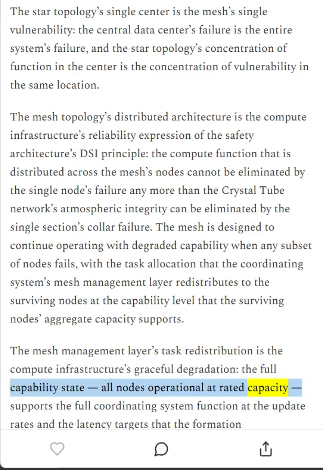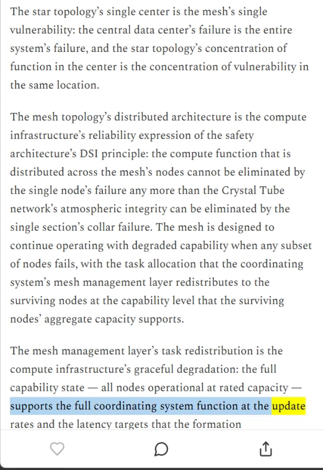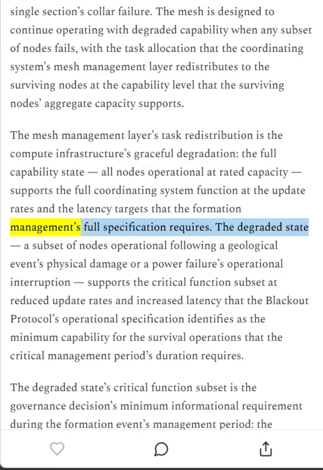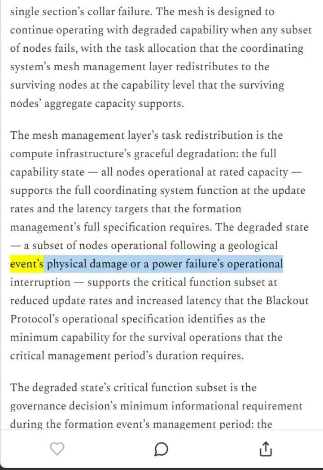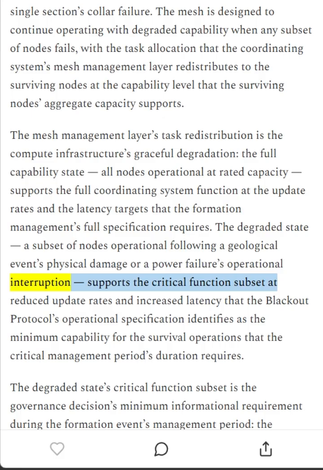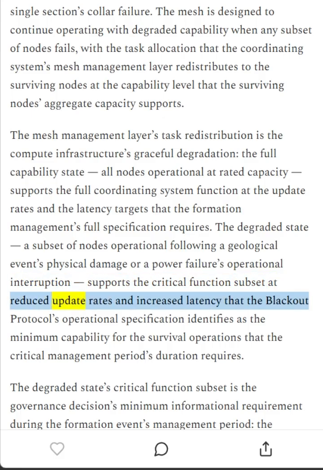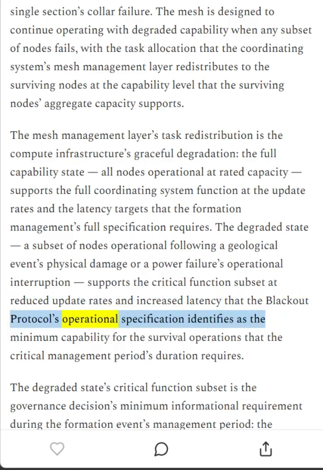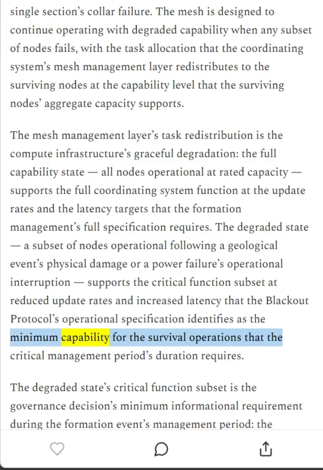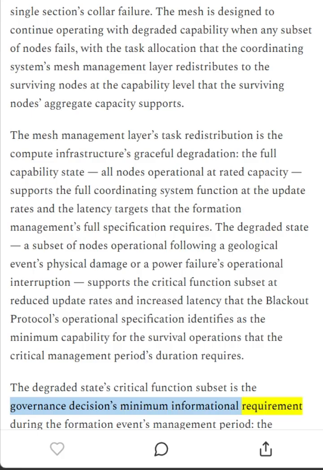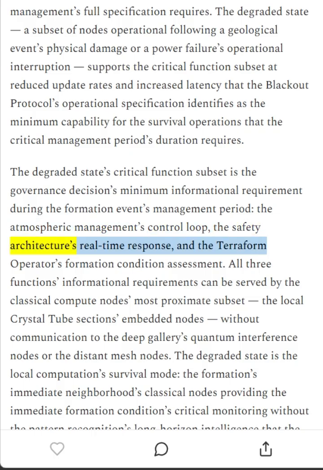The full capability state, all nodes operational at rated capacity, supports the full coordinating system function at the update rates and the latency targets that the formation management's full specification requires. The degraded state, a subset of nodes operational following a geological event's physical damage or a power failure's operational interruption, supports the critical function subset at reduced update rates and increased latency that the blackout protocol's operational specification identifies as the minimum capability for the survival operations that the critical management period's duration requires. The degraded state's critical function subset is the governance decision's minimum informational requirement during the formation event's management period: the atmospheric management's control loop, the safety architecture's real-time response, and the Terraform operator's formation condition assessment.